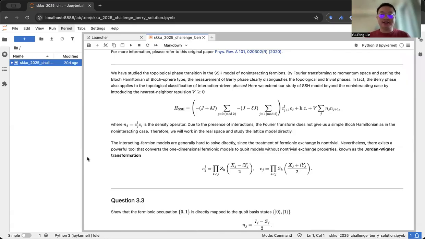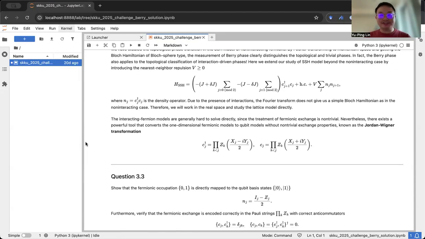In the non-interacting regime, it also applies when the fermions are interacting, that is, they may be attractive or repulsive to each other. And to study this kind of topological phase in the interacting fermion model, here we introduce a nearest neighbor repulsion to the SSH model. And because of this repulsion, we cannot study it in momentum space in a simple way, so we will need to stay in the lattice model.